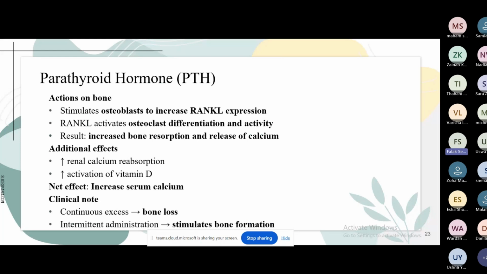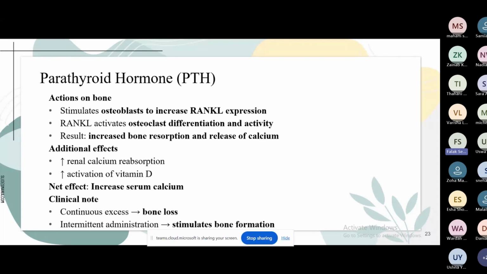The first is the parathyroid hormone. Parathyroid hormone stimulates osteoblasts to increase RANKL expression. When this is activated, it enhances osteoclast differentiation and activity. So the final result is an increase in bone resorption and release of calcium. Additional effects of parathyroid hormone include increased renal calcium reabsorption and increased activation of vitamin D3. So the net effect is to increase serum calcium.